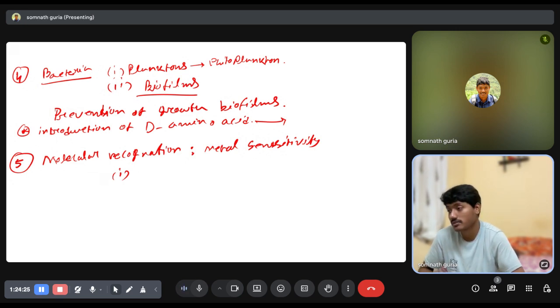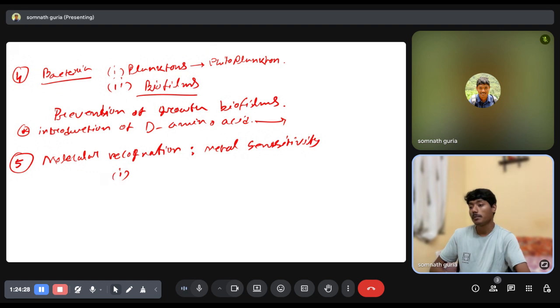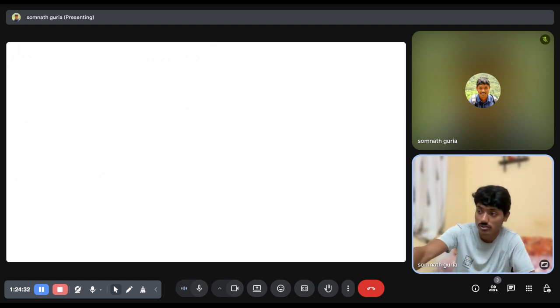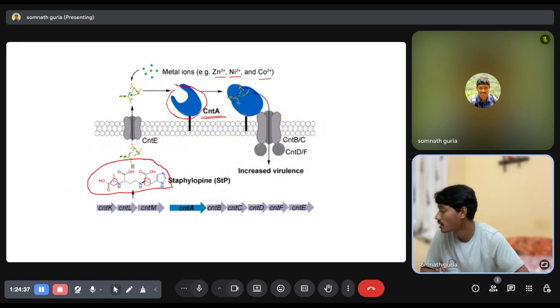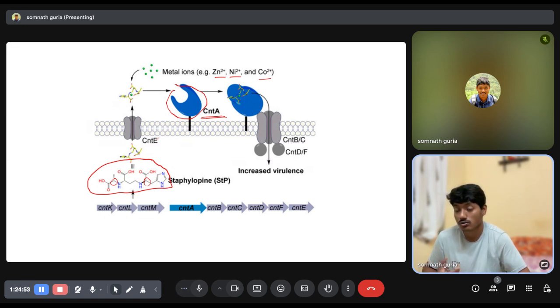Another major factor is metal ion recognition in biological systems. For that we introduce here the cephalopin molecules, which help to bind zinc, nickel, and cobalt ions and bring them into the bacterial cell. And there will be some competition between other bacterial cells.